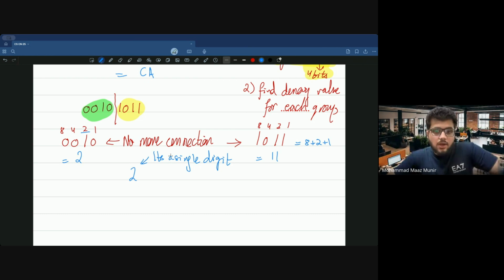Okay, so we just write 2, and then up here we have an 11. Now 11 is a double digit value. So when we have a double digit value, we can't write 211. It will be wrong, because we can only write a single digit. Now what am I going to do?